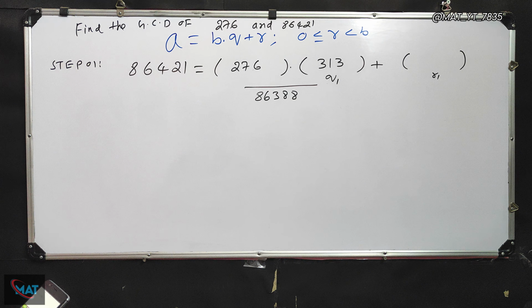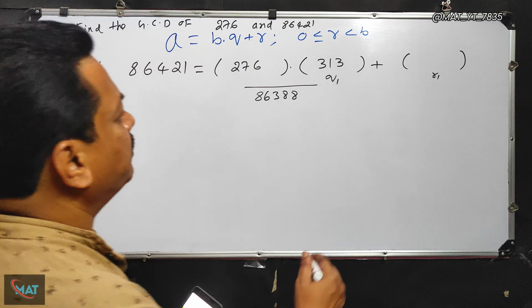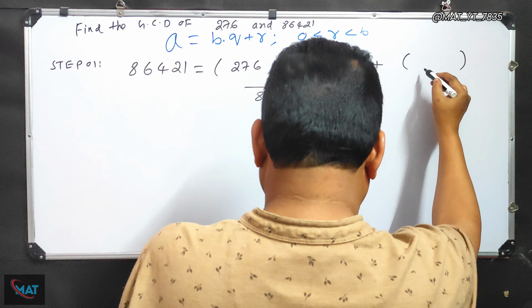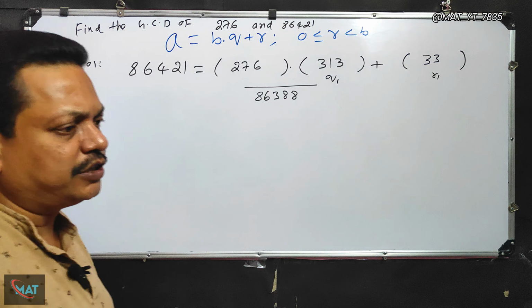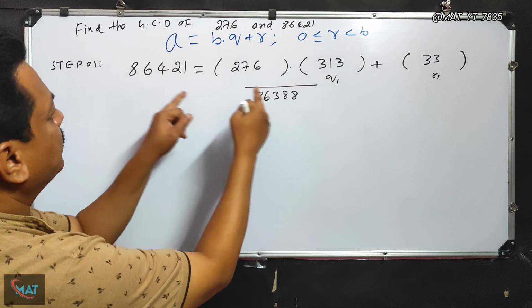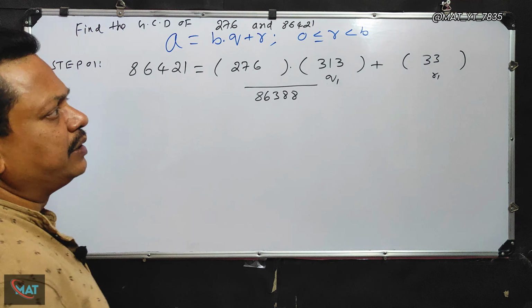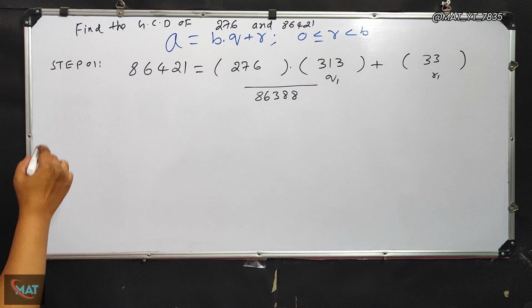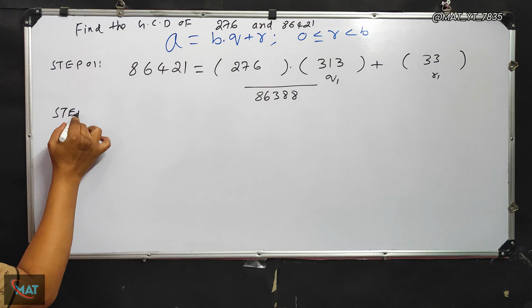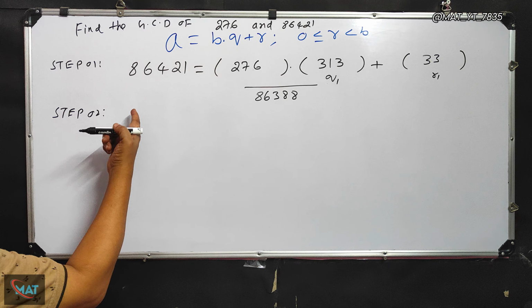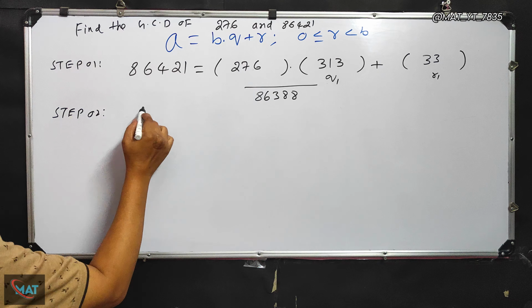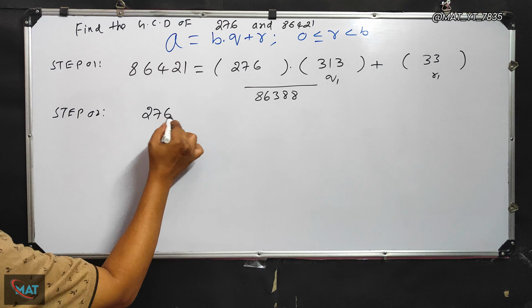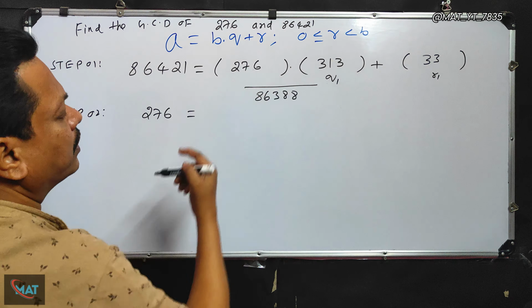If you subtract this value from the original value on the left hand side, 86421, we are going to get remainder as 33. If you subtract this value from this, we are going to get the remainder value 33. In step 2, what is to be done? Same. In place of dividend, this divisor comes into picture, 276, the number before Q1.